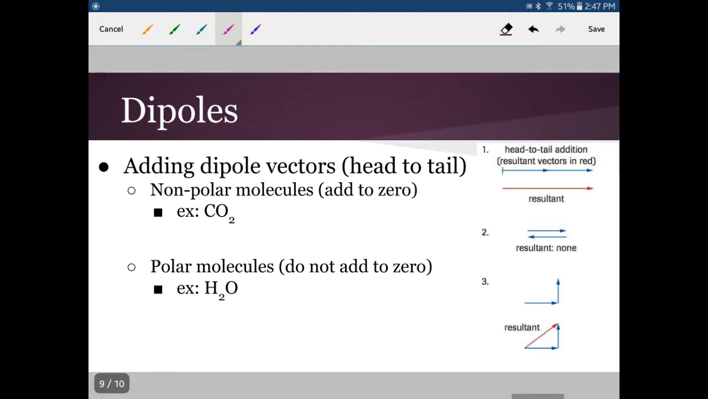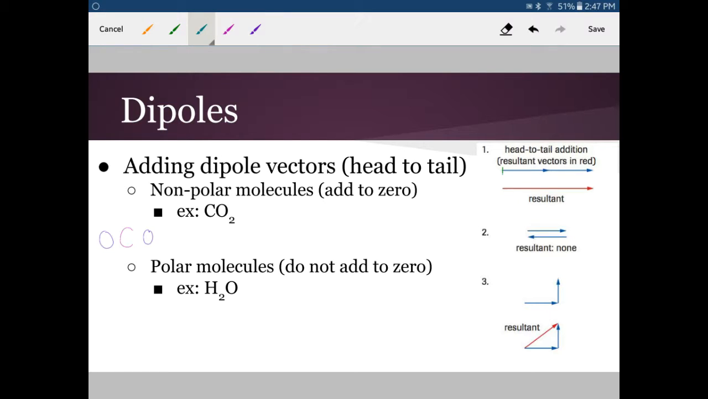Now if we switch over to this slide here, again we have our head-to-tail addition of our vectors, and we see that we have nonpolar and polar molecules. So if we do the same principle that we did on our previous slide with these two examples, we can check out how polar molecules and nonpolar molecules are different. So let's take a look at carbon dioxide. I have carbon, my two oxygens.